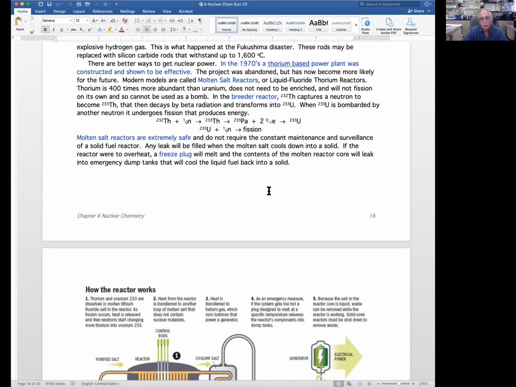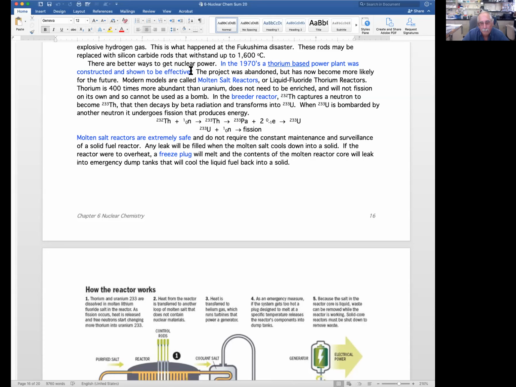So the technology that we have now to build nuclear power plants is way greater than it was 50 years ago when we started building them. The fuel rods and the control rods are much better. And this is what kind of irritates me when you learn about these things. In the 1970s, they built a thorium-based breeder reactor. It was found to be effective, and then they abandoned the project.